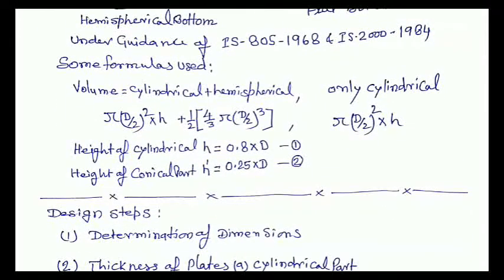And the height of the cylindrical vessel you have to take by the thumb rule provided by the IS code. The height of the cylindrical portion should be 0.8 times d, the diameter of the tank. Height of the conical part h dash should be 0.25 times the diameter of the tank.